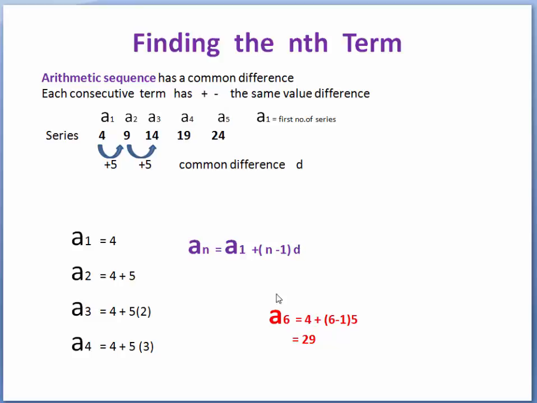So for this series, if we wanted the sixth number, a sub 6 is 4, which is the first number in the series, plus 6 minus 1, which is n minus 1, multiplied by the common difference, 5, and that is 29.